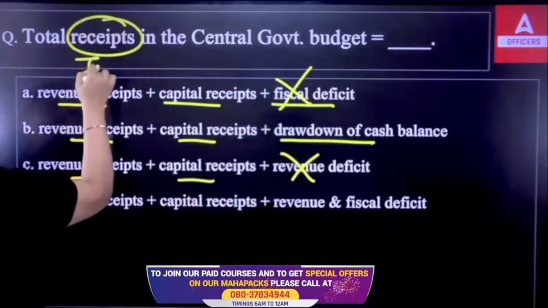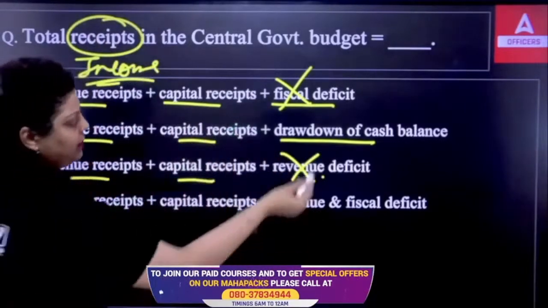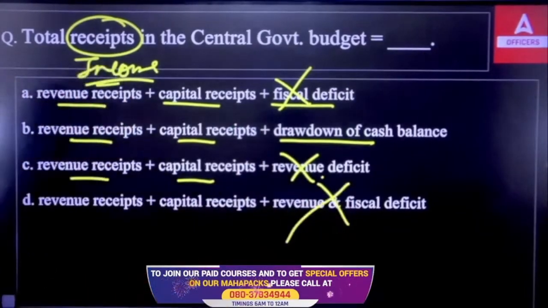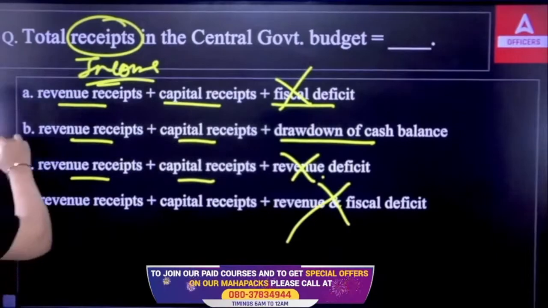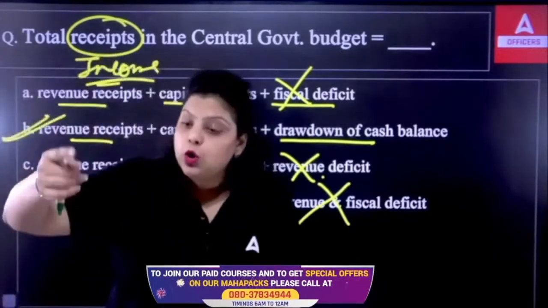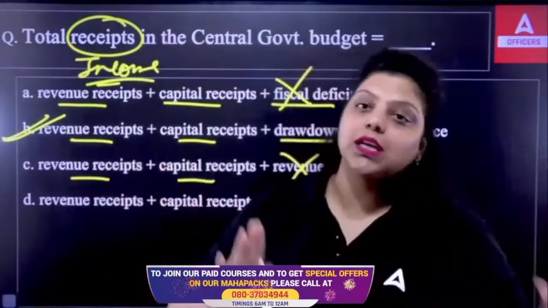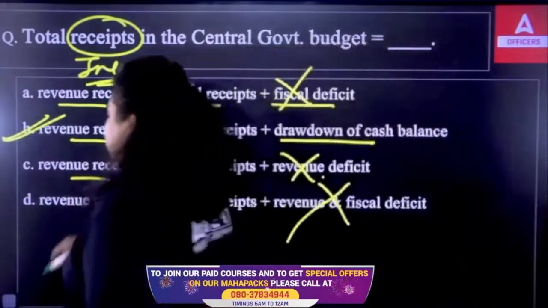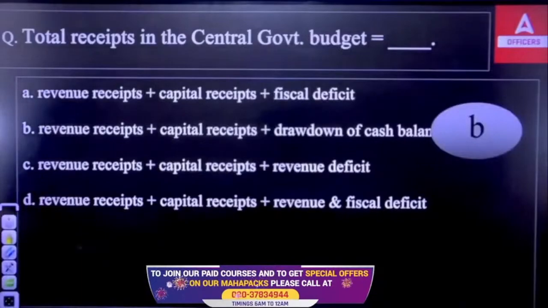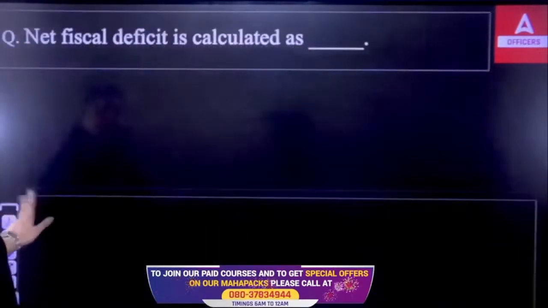Total receipts means we are finding out the income of the government of India. Deficit is not an income of the government. That's why the first and third will be wrong, and the fourth one will also be wrong because it is including deficit. So the total earning of the government is revenue receipts plus capital receipts plus the drawdown of cash balance. Whatever cash balance was there is also the income of the government of India. That's why it is the right option, option B. Clear?